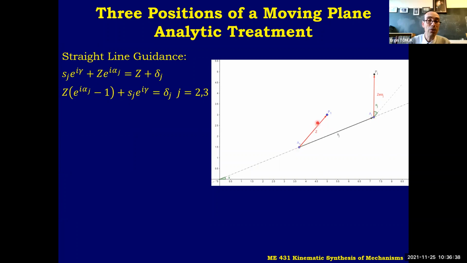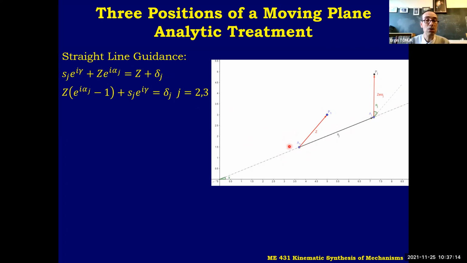Z is an unknown vector from a point A whose all positions are on a straight line. So I'm looking for Z. So this is my Z, and delta J is this vector. It's the displacement of this representative point from position 1 to position J. So this is the right-hand side, okay, where Z is an unknown vector. So I'm looking for this unknown point A whose all positions are on a straight line.